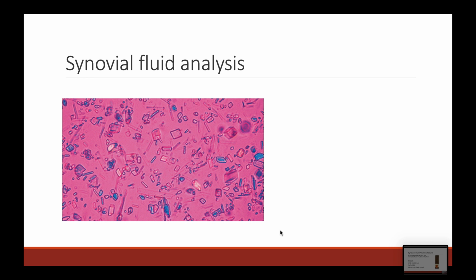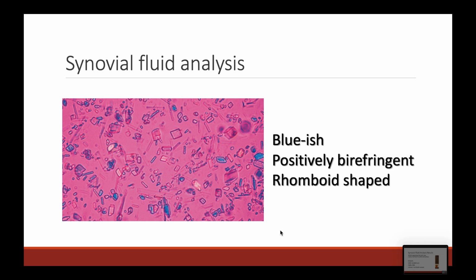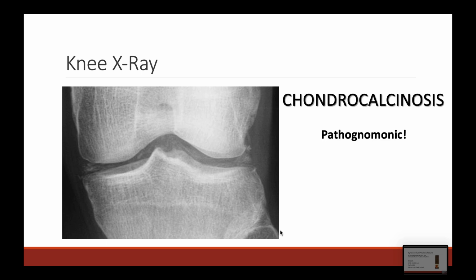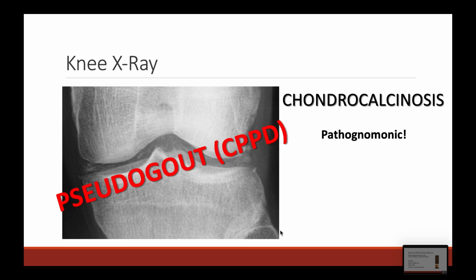How would you describe this? Have a moment to think about it, or pause the video. You would see bluish, positively birefringent, rhomboid-shaped crystals. Again, this is pathognomonic for which condition? Have a think. Yes, I'm sure you got it. It's pseudogout. On X-ray, you would see chondrocalcinosis, like I mentioned before, which is pathognomonic for pseudogout.